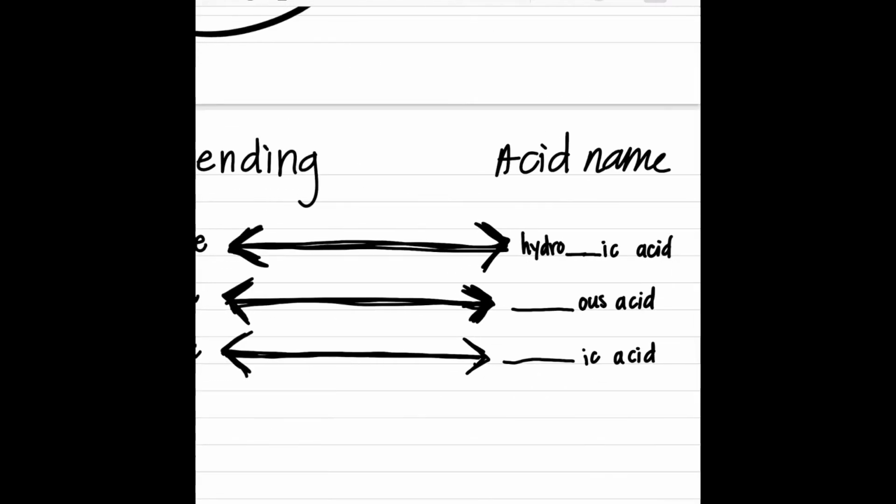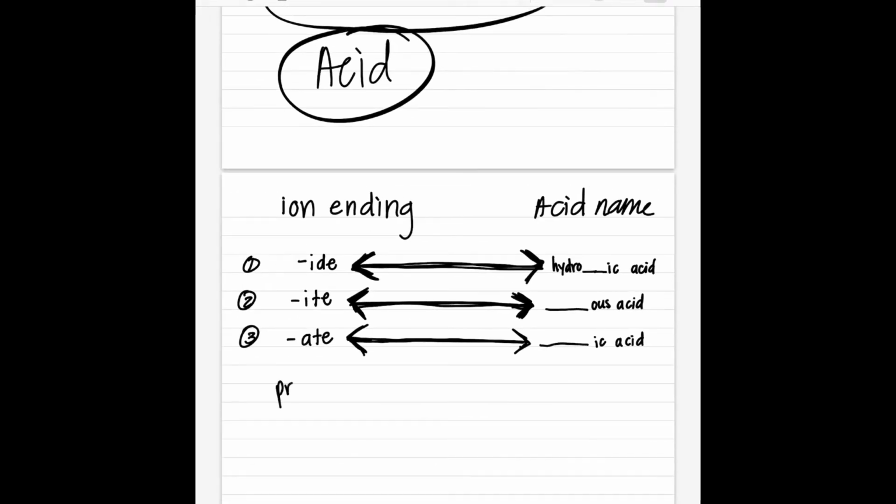Now, if your ion has a prefix hypo, hydro, or per, leave it alone.